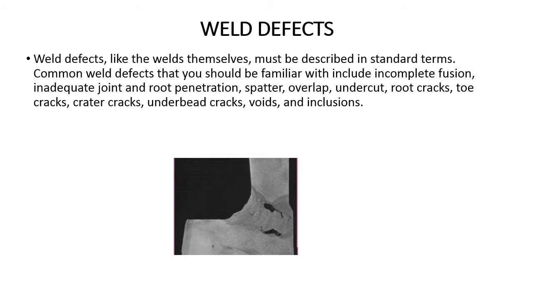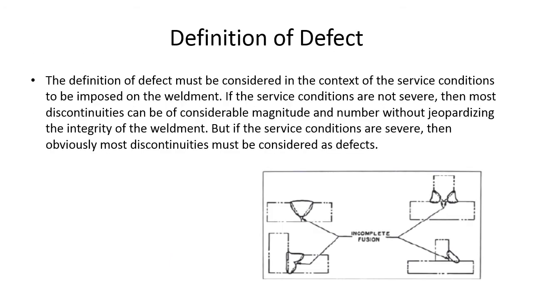Weld defects, like the welds themselves, must be described in standard terms. Common weld defects that you should be familiar with include incomplete fusion, inadequate joint and root penetration, spatter, overlap, undercut, root cracks, toe cracks, crater cracks, underbead cracks, voids, and inclusions. And we'll throw distortion in here. I'm going to come back and hit the rest of these in a follow-up YouTube video. We'll talk about spatter, overlap, undercut, root cracks. I've already talked about cracking. That one's already out there, so we'll talk about voids, inclusions, and everything other than cracking and distortion in upcoming episodes.